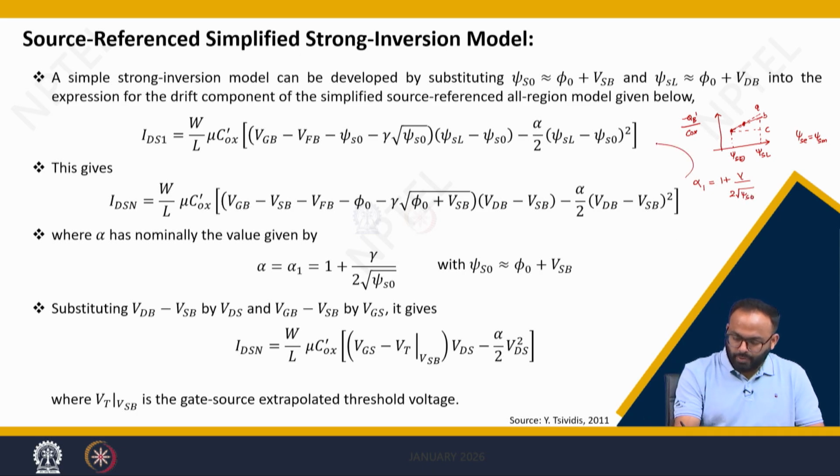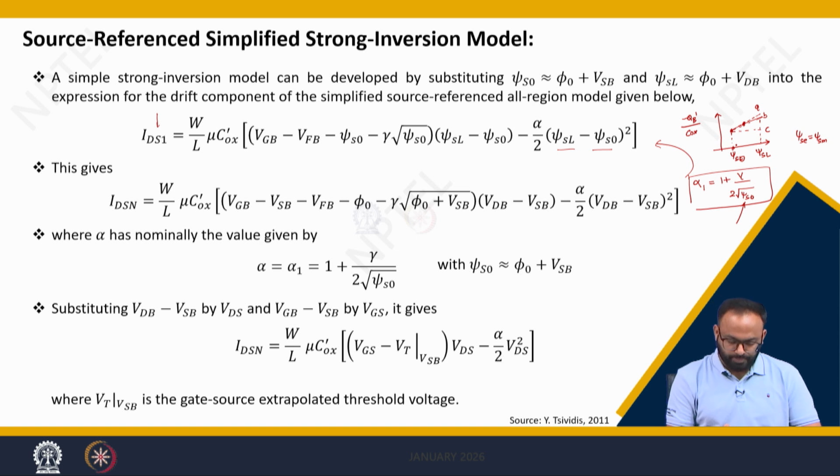Correspondingly, we derived the equation for the drain current in strong inversion, which is drift dominant, and hence IDS1 can be given by W divided by L mu into Cox dash, VGB minus V flat band voltage minus psi S0 minus gamma root psi S0, into psi SL minus psi S0 minus alpha by 2 times psi SL minus psi S0 whole square, where alpha is given by this quantity. Here psi S0 is the surface potential near the source end, and this is used as an expansion point.